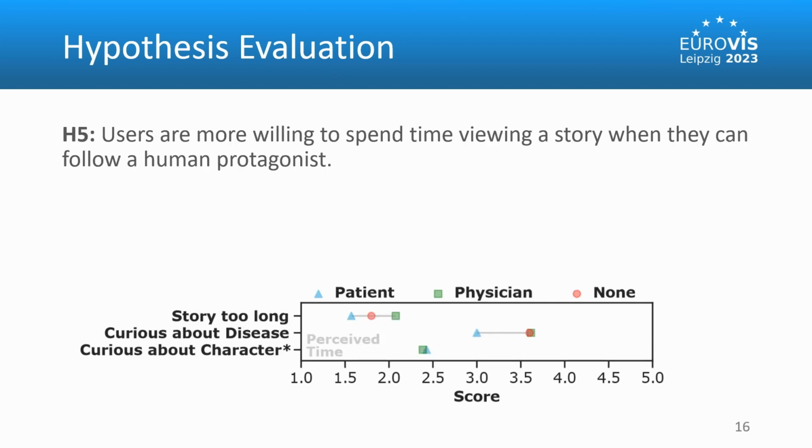Our last hypothesis was that users are more willing to spend time viewing a story when they can follow a human protagonist. None of the story versions was considered to be too long by the participants. By measuring the time participants stayed in the stories, we found out that participants on average stayed longer in the stories including human protagonists, which is in line with our hypothesis. However, they were not really curious about the characters after viewing the story and only slightly curious about the disease in case of the patient-centered story and the story without human protagonist.